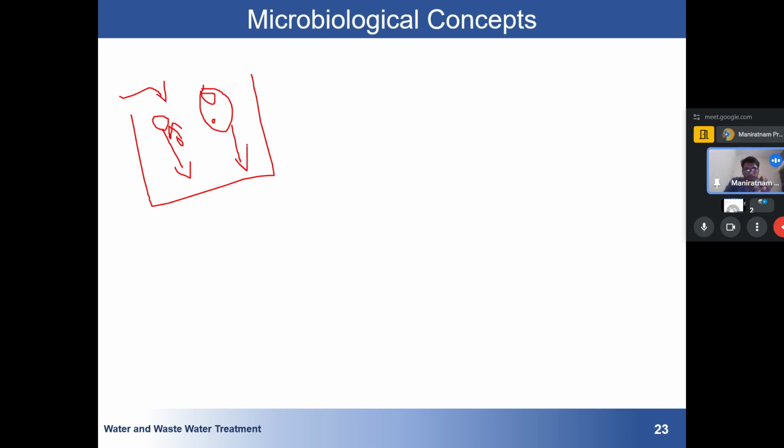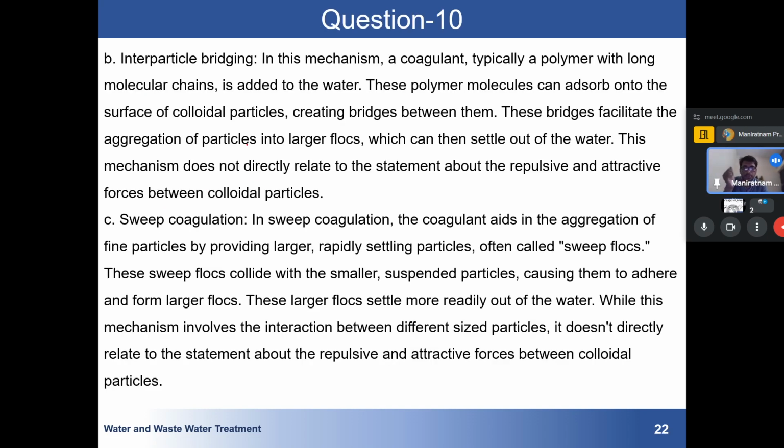So in a manner, we are acting only on the larger particles, not on the smaller particles; we are just changing the chemistry. I don't know the exact mechanism of how they destabilize the larger particle, but somehow they destabilize it, and it will settle down in the system. As soon as it settles, the smaller particle will get stuck on it, and eventually both will settle down. So I hope this is clear: that is interparticle bridging, sweep coagulation.